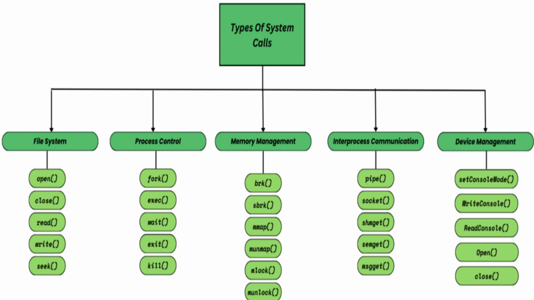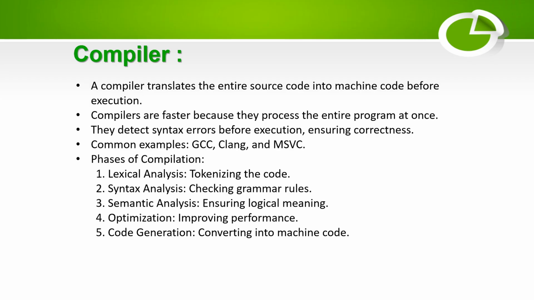Comparing compilers and interpreters. Next, let's compare compilers and interpreters. Two approaches to translating programming languages. A compiler converts the entire high-level code to machine code for execution, making it faster at runtime. An interpreter, on the other hand, translates and executes the code line by line, making it slower but more flexible for debugging. That's the interpreter.